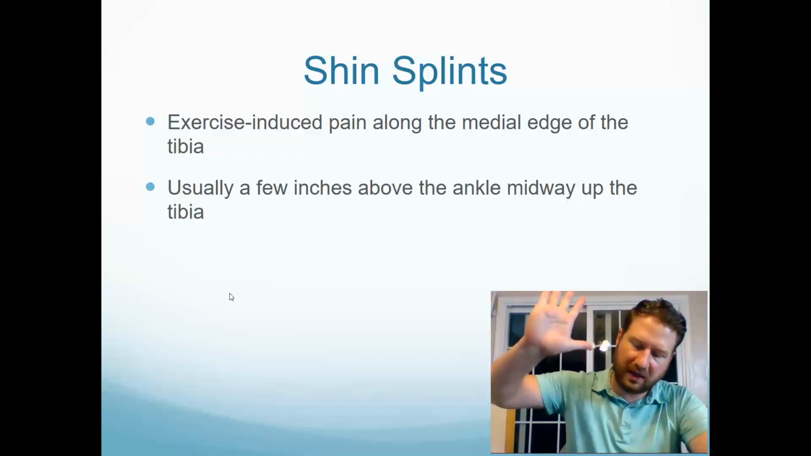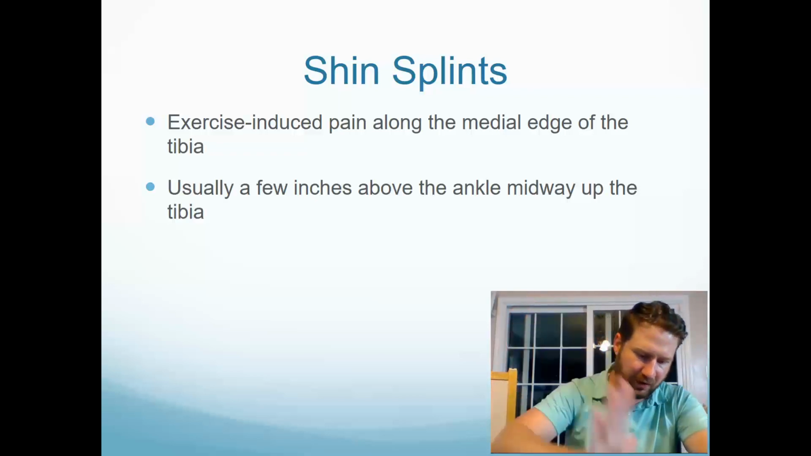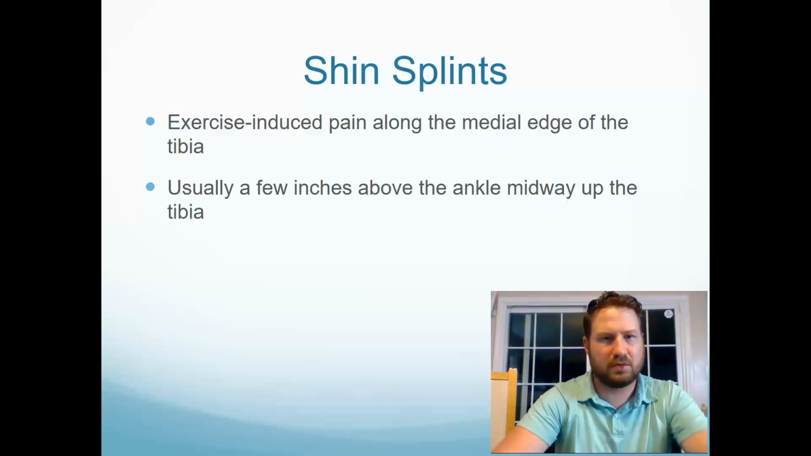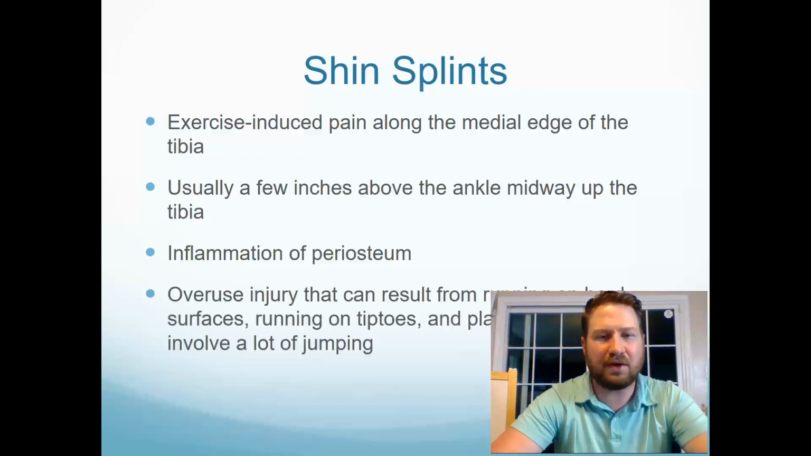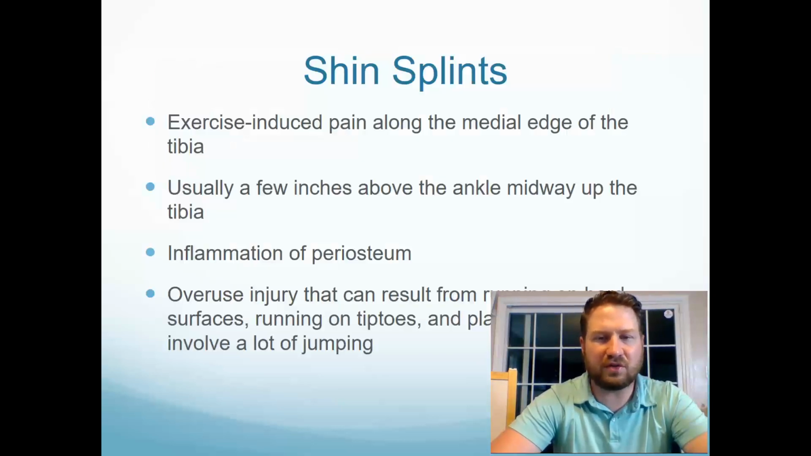Especially if you land hard on your heel, and then your foot, and you have to keep your foot from slapping down. It's called exercise-induced pain on the medial edge of the tibia, usually a few inches above the ankle, midway up the tibia. Inflammation of the periosteum because there's an overuse. It's an overuse injury that can result from running on hard surfaces, running on tiptoes, and playing sports that involve a lot of jumping.